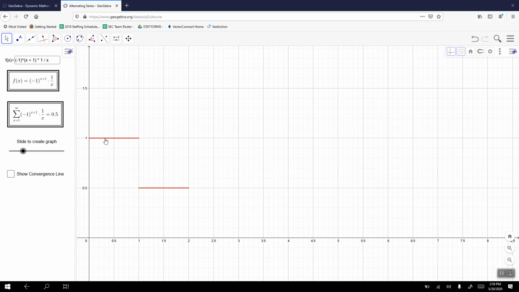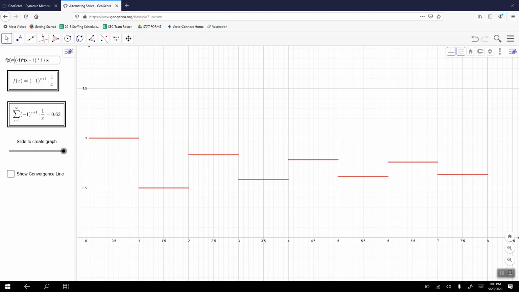So the first term was just 1, then the second term was 1 minus 1/2, because again it's alternating. So 1 minus 1/2 gets us 1/2, and then we're going to add 1/3 to that to get us here 0.83, and we're going to keep going. And notice how it's alternating. It goes up, down, up, down, up, down.